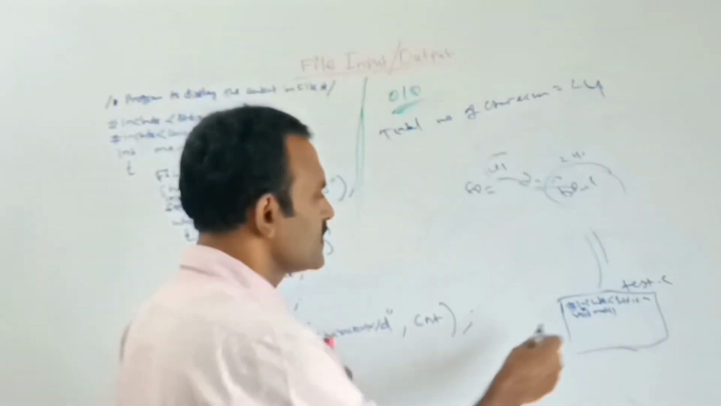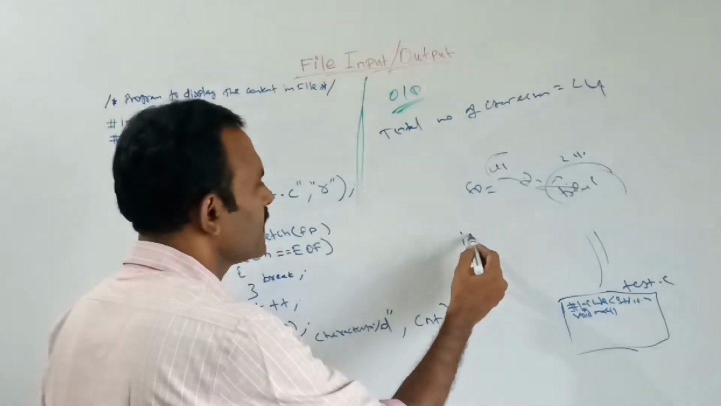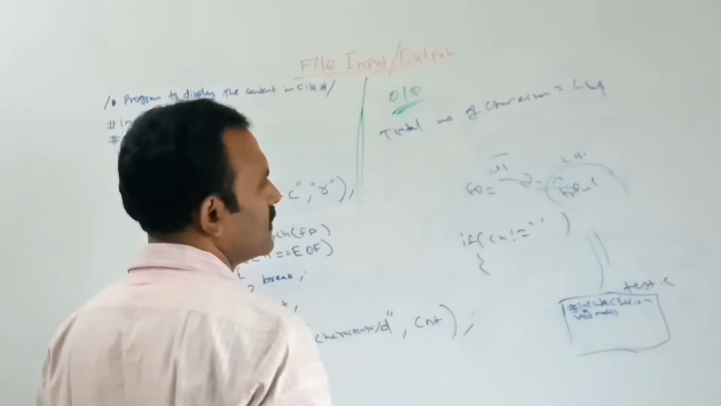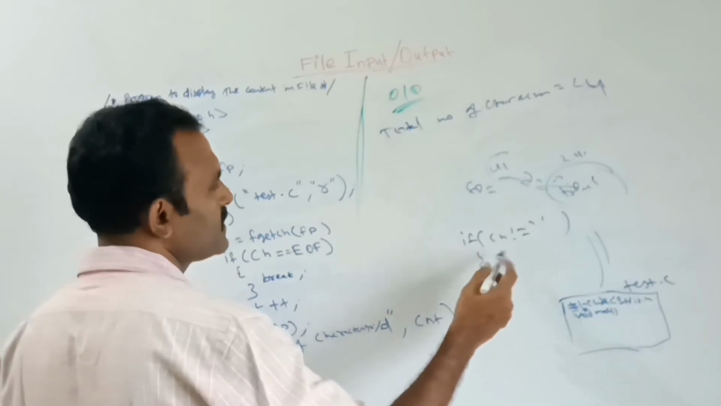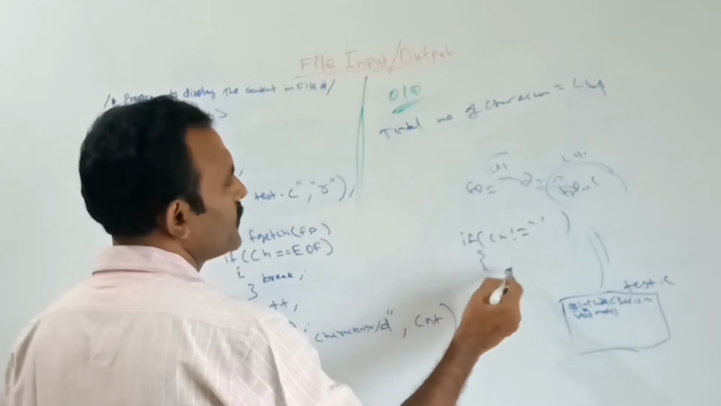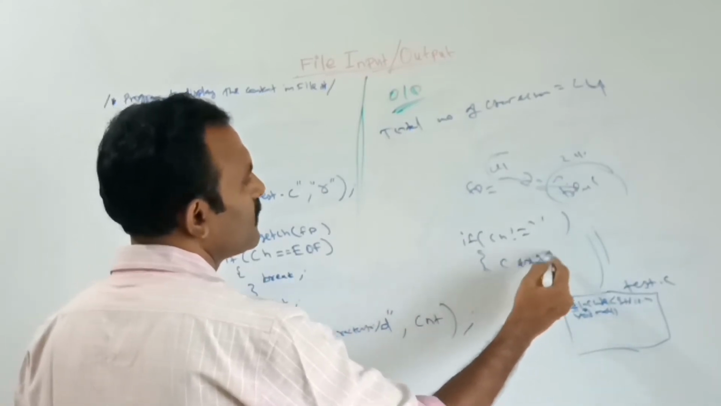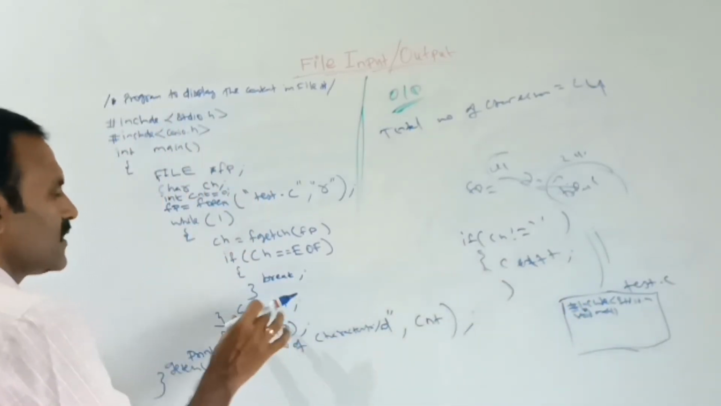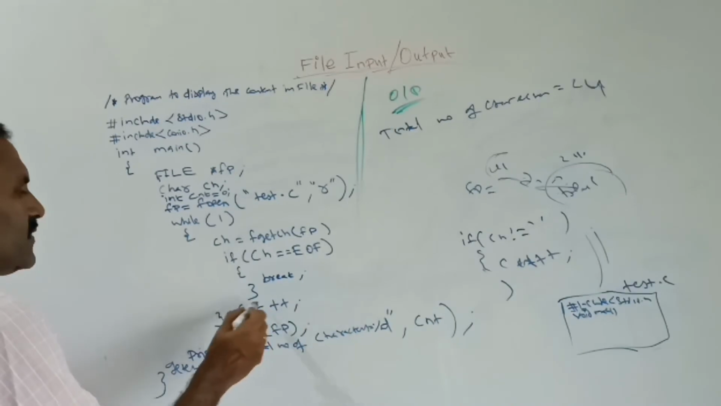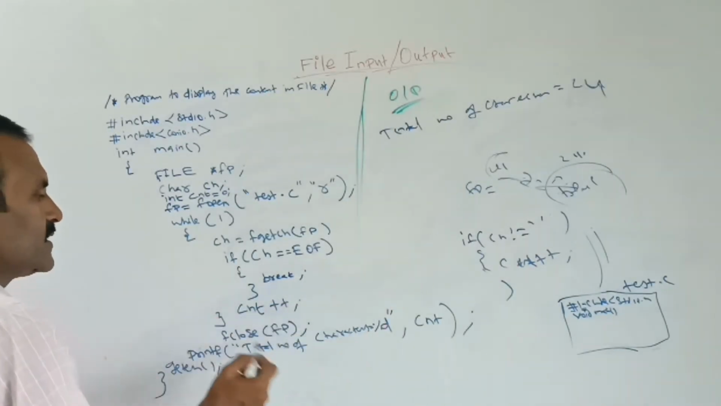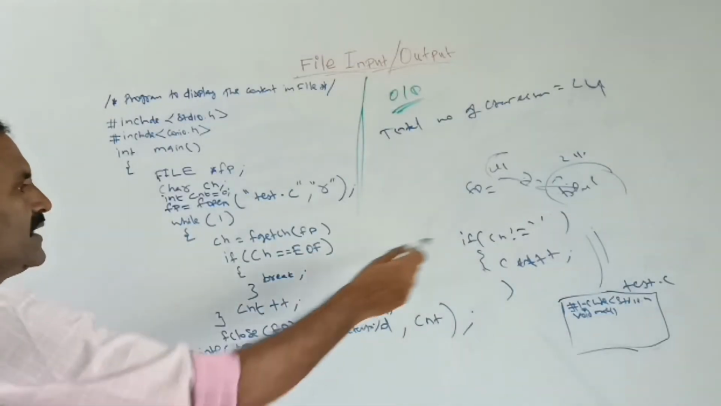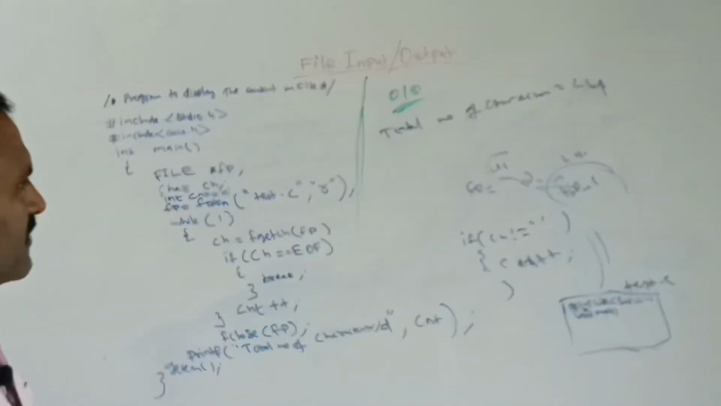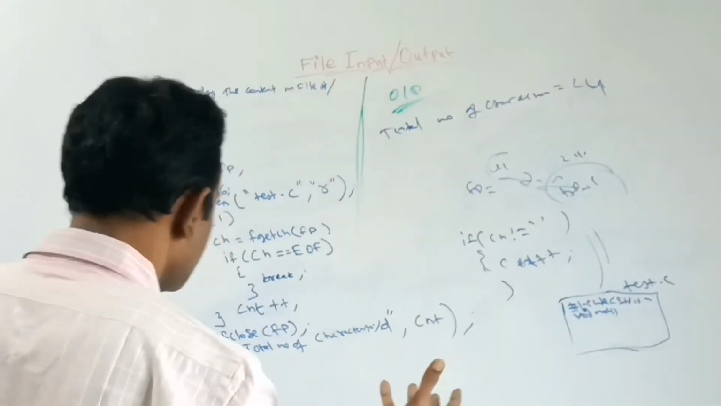Suppose you don't need this blank space, here we can check: if ch not equal to a single space, that is a blank space, then you should count, that count variable should be incremented, otherwise you should not count. So before this count, you give this condition, that it should not be a blank space. If it is not a blank space, then count the letter. In this way we can count the letters inside the file.